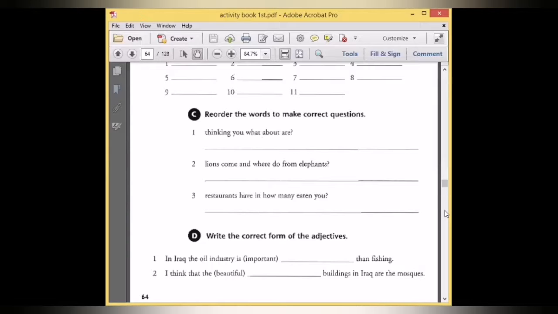Now, number 2, lions come and where do from elephants? What is this? How to write a proper question. Lions come and where do from elephants?